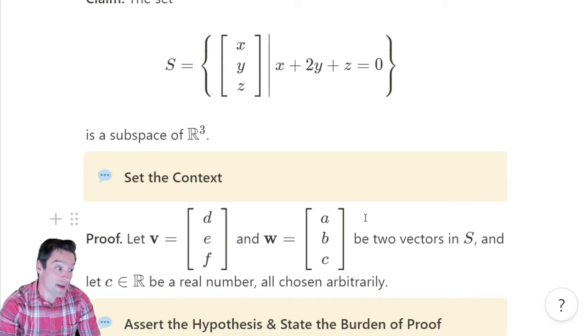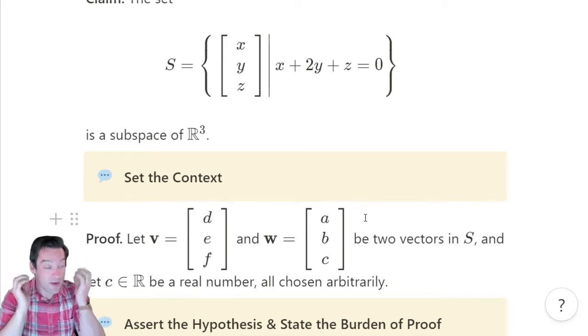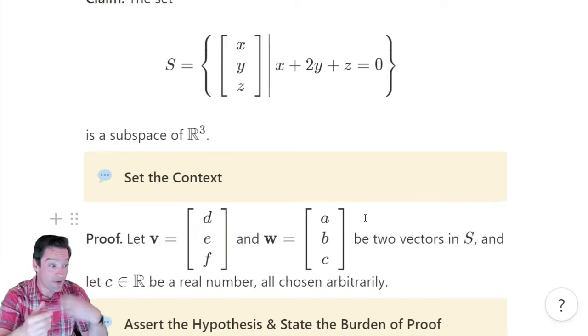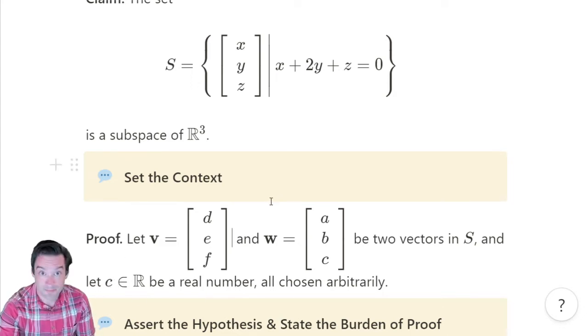So when I set the context, I'm going to create a vector v and a vector w. They have components called d, e, f, and a, b, c. And I'm going to tell the reader these are both elements of S, so they belong to this set that we're interested in. And we're also going to pick an arbitrary real number, call it c.